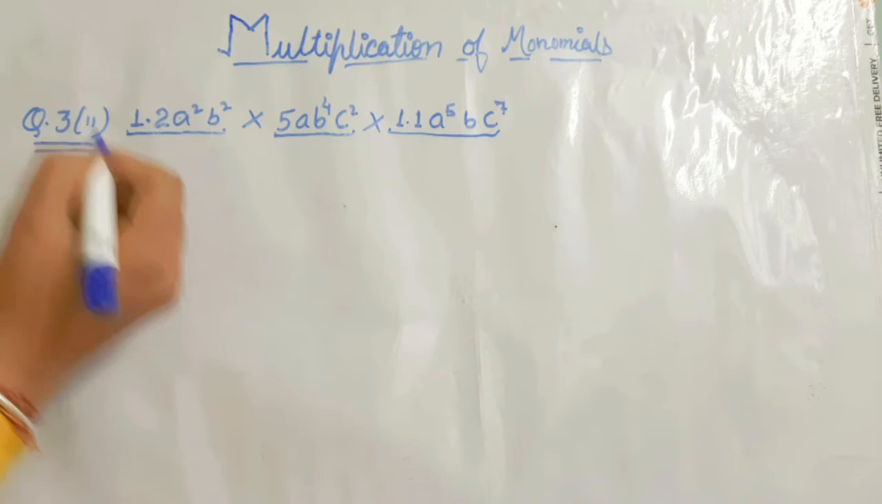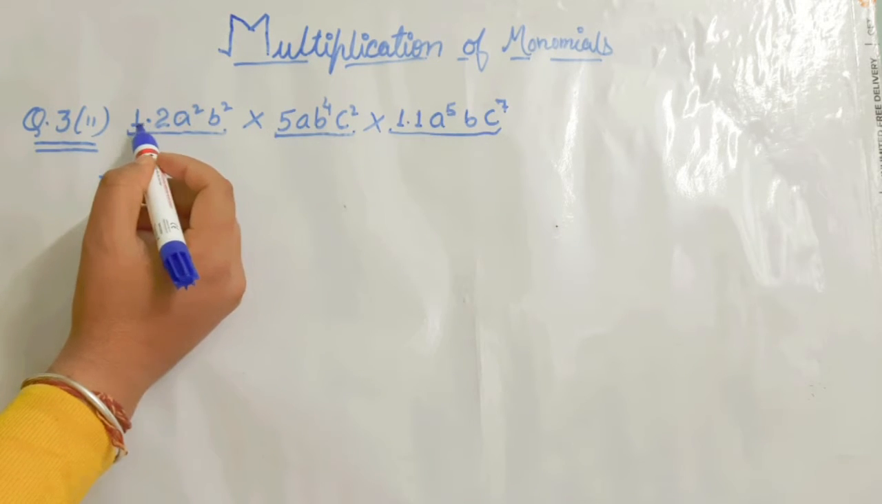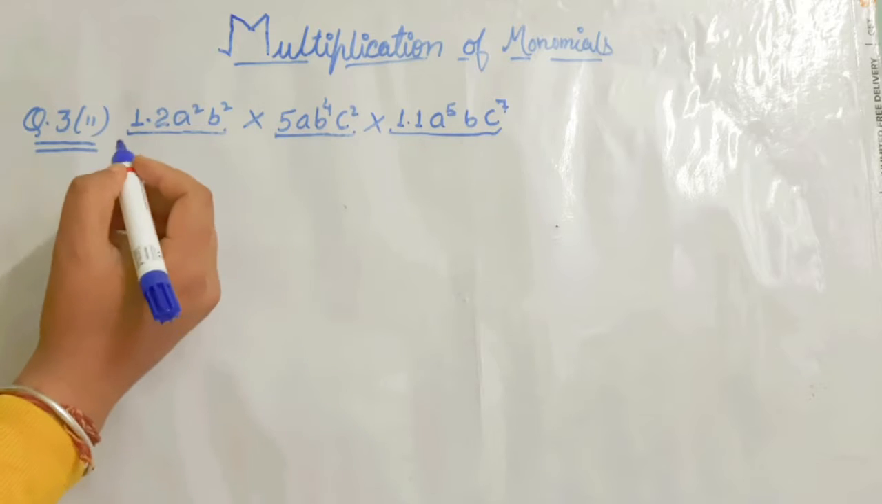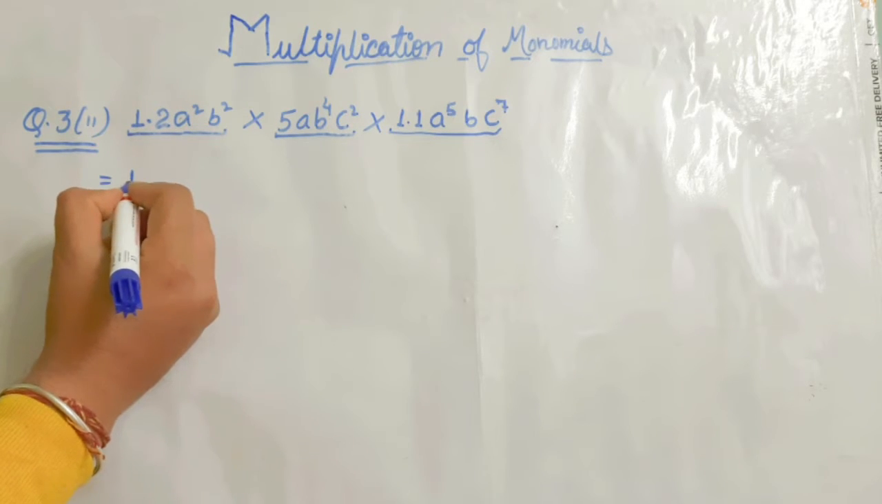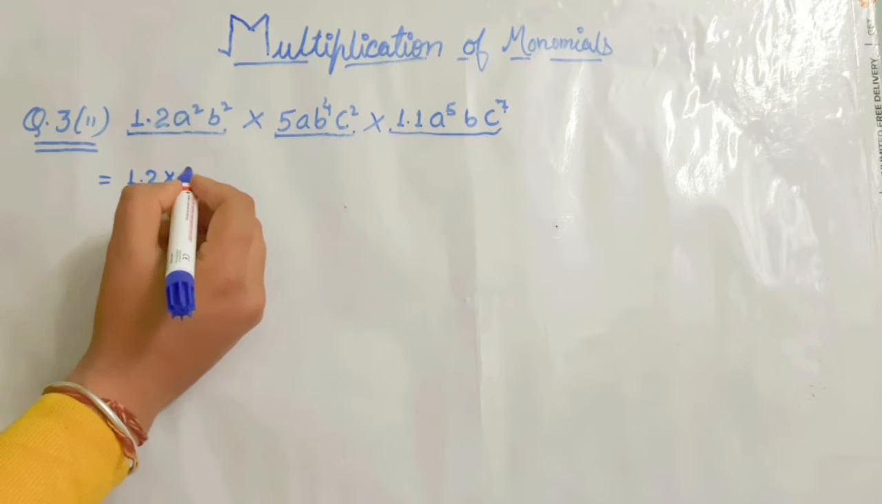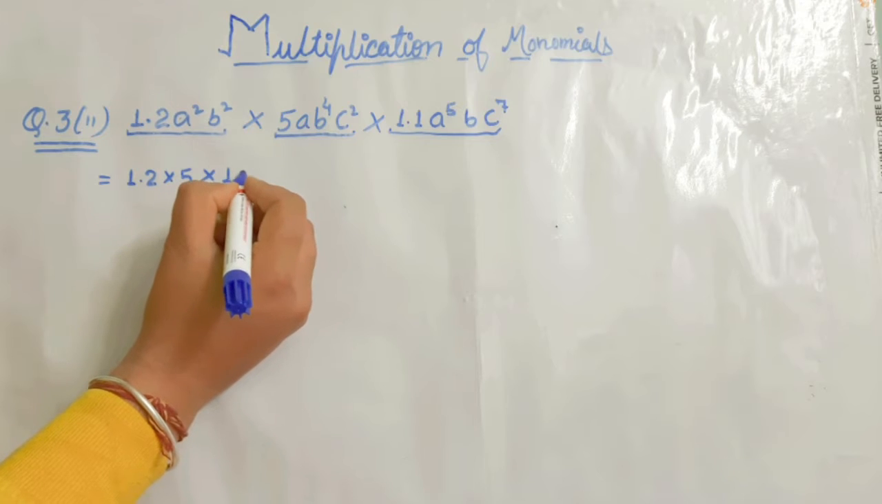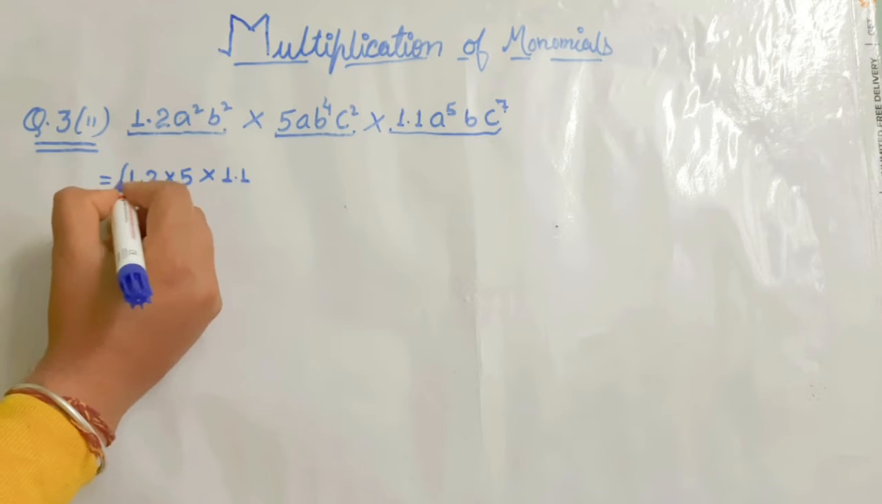So first of all, we have to multiply numbers with the numbers. So numbers are 1.2 multiplied by 5 multiplied by 1.1.